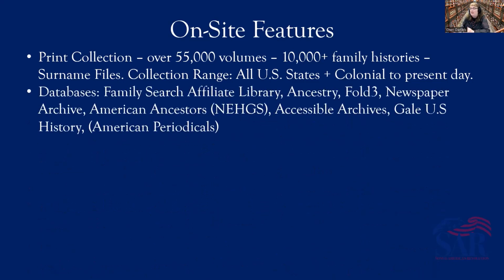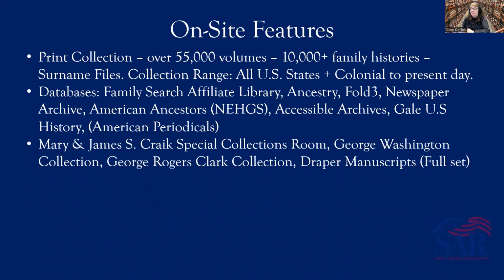We have several databases available to visitors while they're here on site. We're a Family Search Affiliate Library, Ancestry, Fold3, Newspaper Archive, American Ancestors, Accessible Archives, Gale, U.S. History. We have the Craig Special Collections Room, which houses the George Washington Collection, George Rogers Clark Collection, and of course we also do have the Draper Manuscript here. We have a digital microfilm reader, so once you do pull up something in the Draper manuscript, you can capture that information digitally via PDF instead of just printing that out.